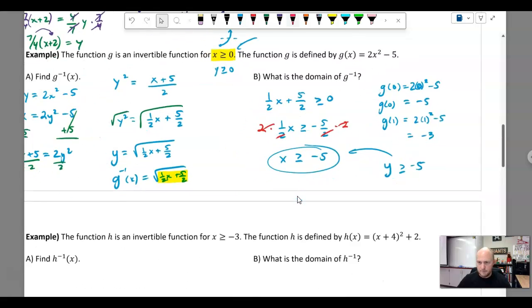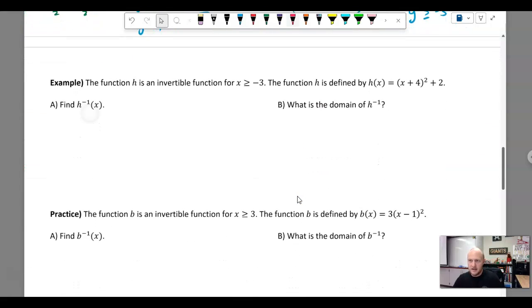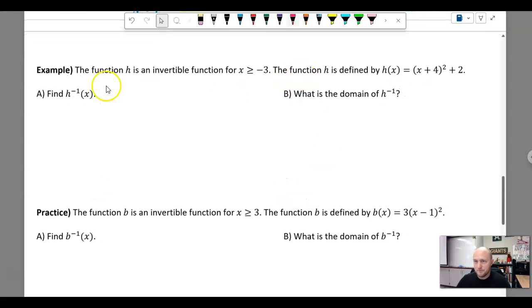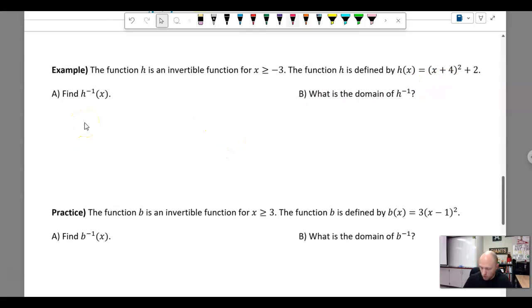Hopefully that made sense. Okay, let's go ahead and look at a second example. Hopefully this will be much more clear. Again, if h is an invertible function for x greater than or equal to negative 3, the function h is defined as the following. Well, they're giving us that domain restriction. Okay, whatever. We'll roll with it.